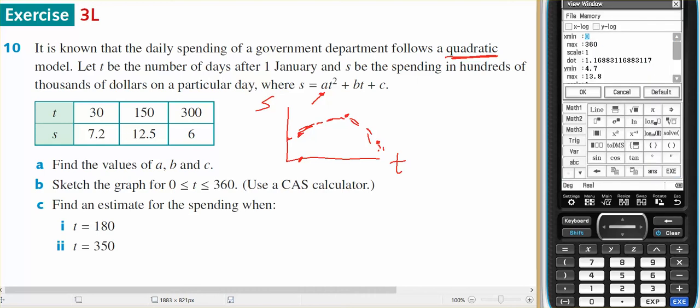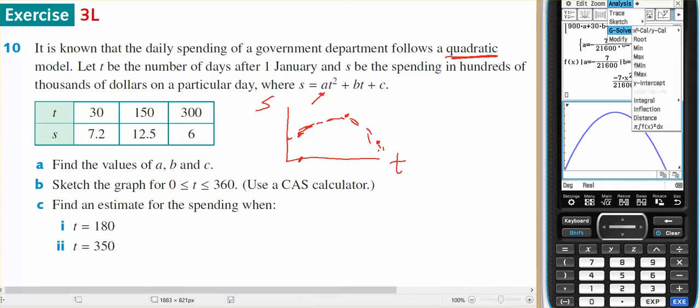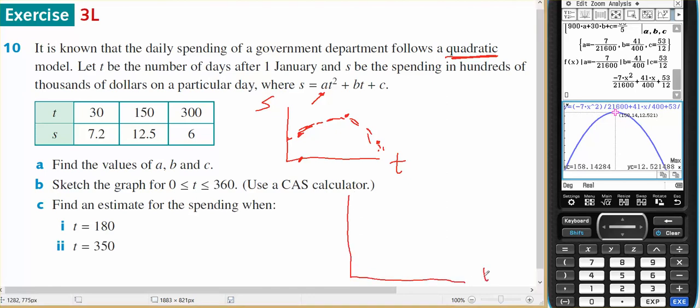So I open up my window. It should be from 0 to 360, still it is. I take this and drag and drop it, and there is my parabola that's been drawn. Analysis, G-Solve, maximum. Okay, so over here I can put my axes of T against S, and I'm going to be looking like this. I need to sketch it, don't I? That's going to be 158.14 and 12.52, and that's the maximum.